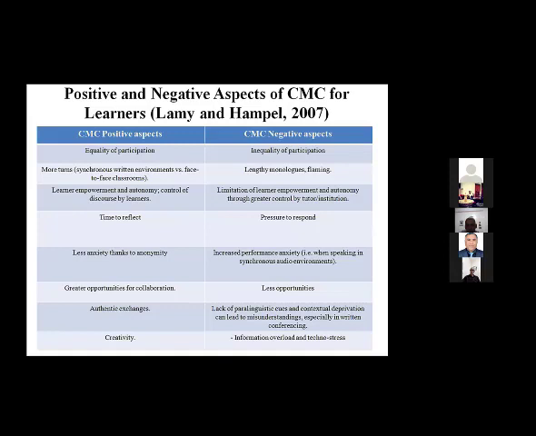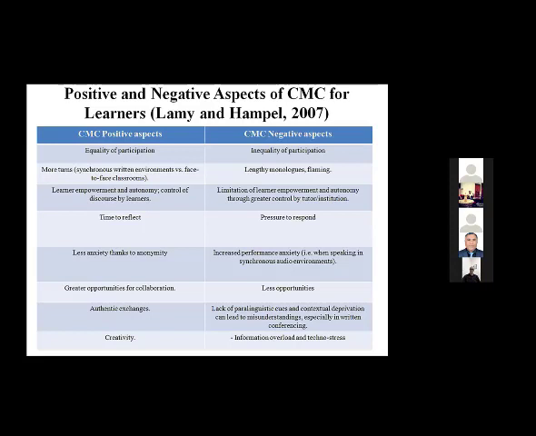Less anxiety thanks to anonymity, which means when the student prefers to be anonymous, either by using avatars or pseudonyms, anxiety is reduced, which means there is less fear from the space in which he or she belongs. And there are greater opportunities for collaboration and authentic exchanges, creativity, and so on. For CMC negative aspects, there is inequality of participation. Lengthy monologues. Flaming, which means it's possible to use aggressive or abusive language that may hurt peers in the same group of learning.